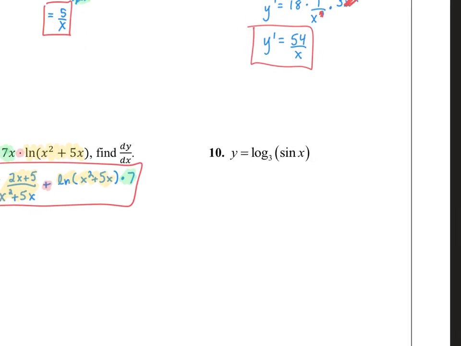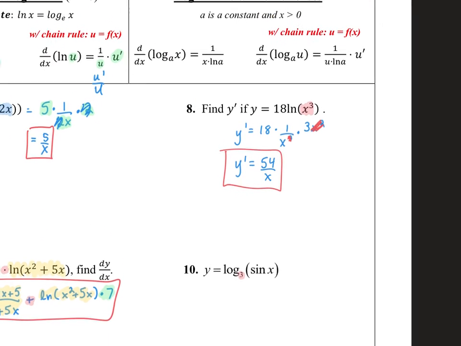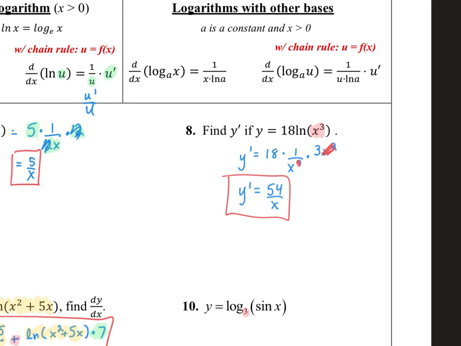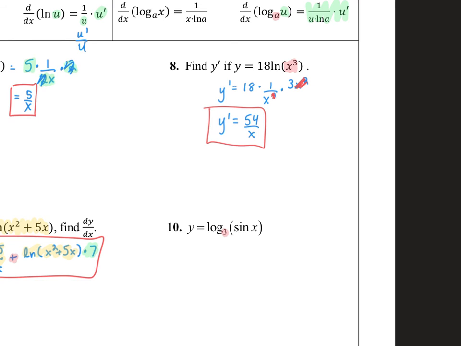Question number 10 has a base other than an e, so my base here is a 3. So I have a different formula to use for that one. And again, it's not very common. You probably will not encounter this on an AP exam. And once you identify what your a and your u are in your original problem, you just follow what this formula says right here. So in my question number 10, I can see that my a value is 3. And my u is sine x.